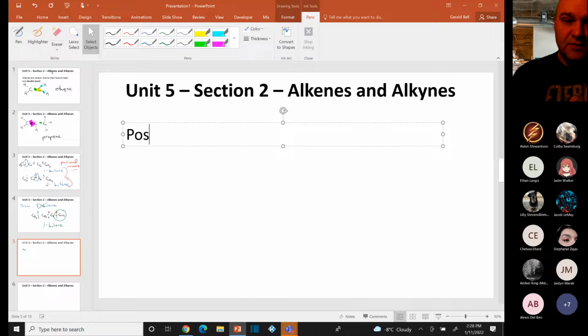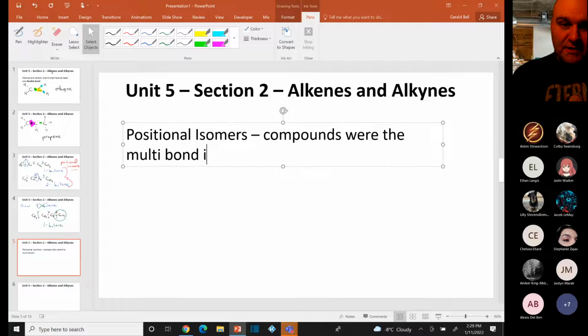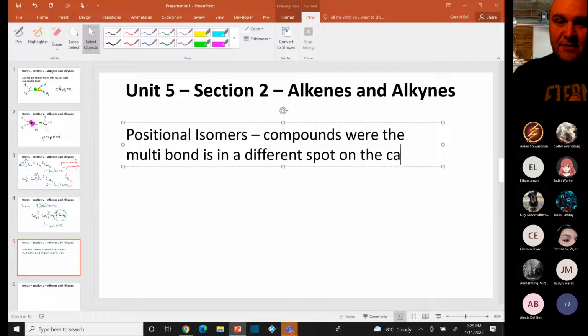Okay, so positional isomers: compounds where the multi-bond is in a different spot on the carbon chain. I'll give you a sec to write this down.